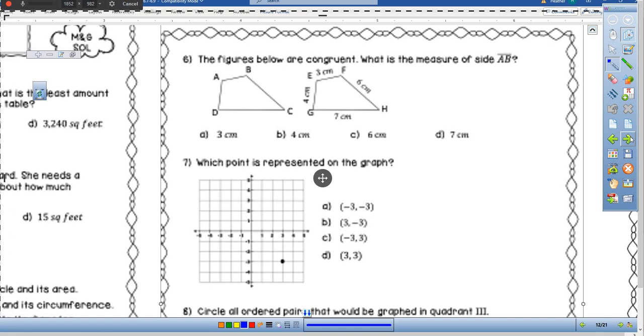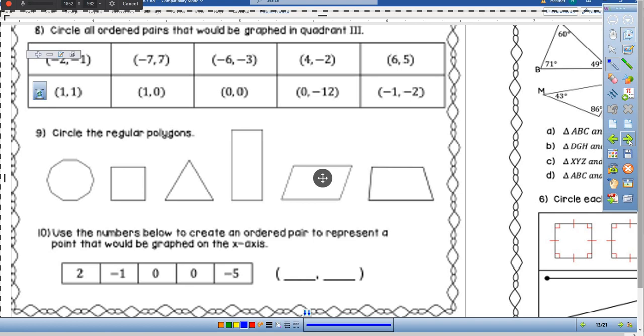This, again, is all review. The figures are congruent. What is the measure of AB? So if they are congruent, hint, hint, AB right here is going to be congruent to EF, right? So that's how we're going to do that, but this should be review. And then number 7, I know we've also covered as well, so I want you to be able to do that one. So ordered pairs, there's more than one answer, guys. Make sure that you do all of these.